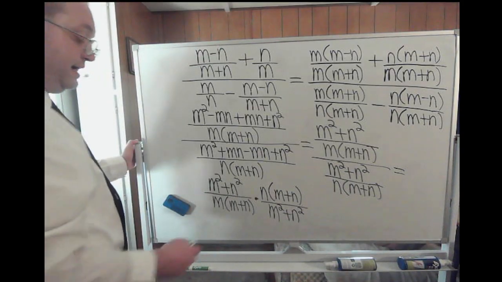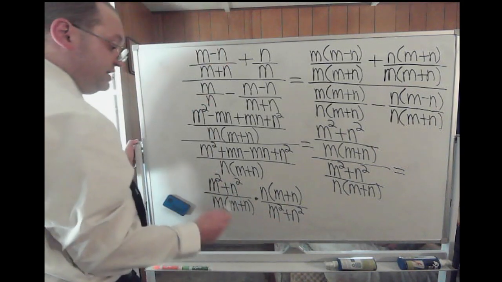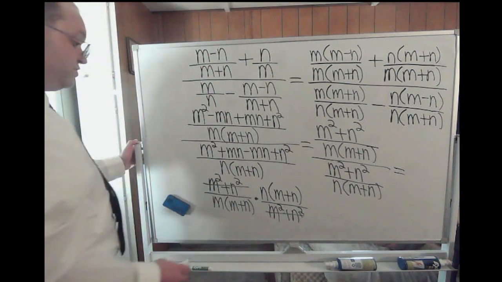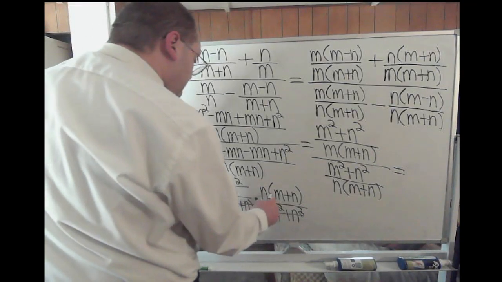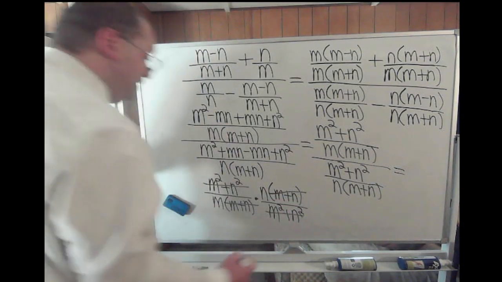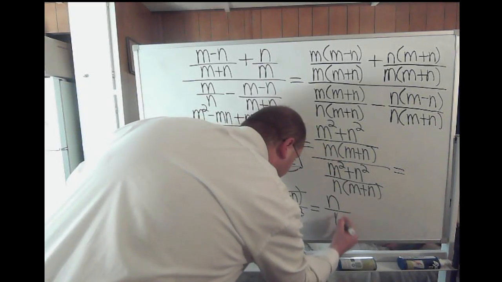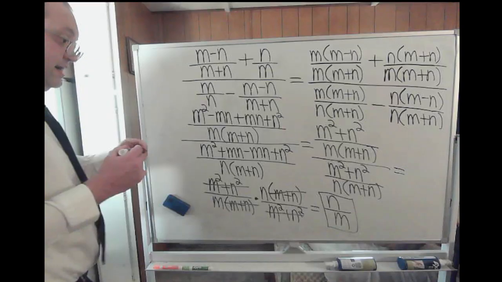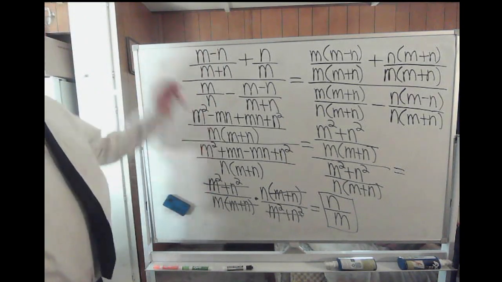Well, right away we have an m squared plus n squared in the numerator and one of those in the denominator. Those will cancel out. What else? We have an m plus n in each, the numerator and denominator. Those will cancel out. So in the end, all you're going to be left with is n over m. And that would be your final answer, n over m. All that work just to get n over m.